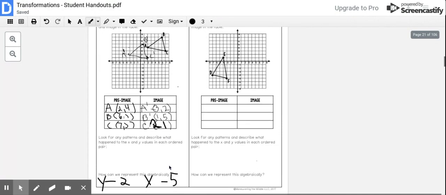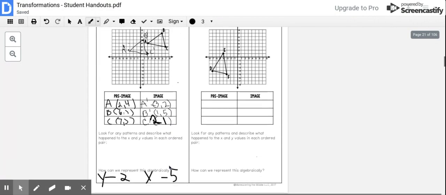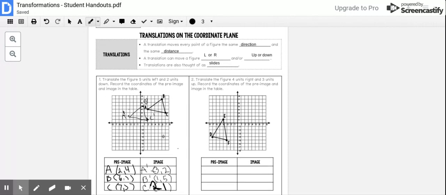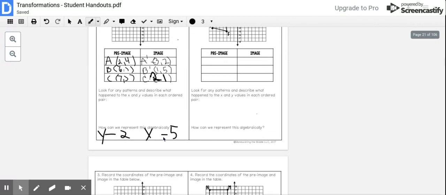Now, they're going to tell you to write it verbally. And basically, they already wrote it for you. But for X minus 5, it would be 5 to the left. And you can just abbreviate like that. And then it would be 2 down.